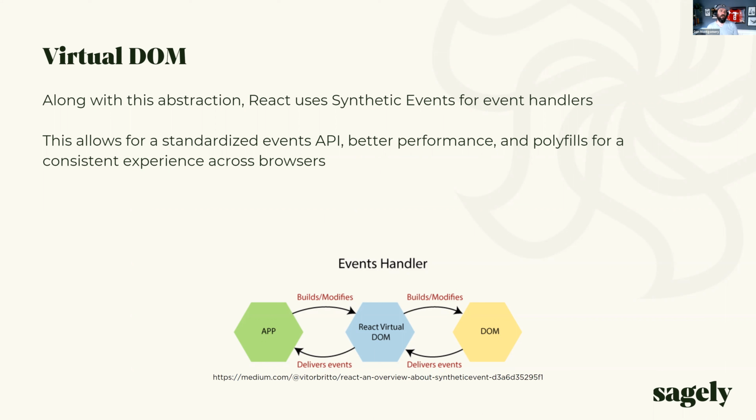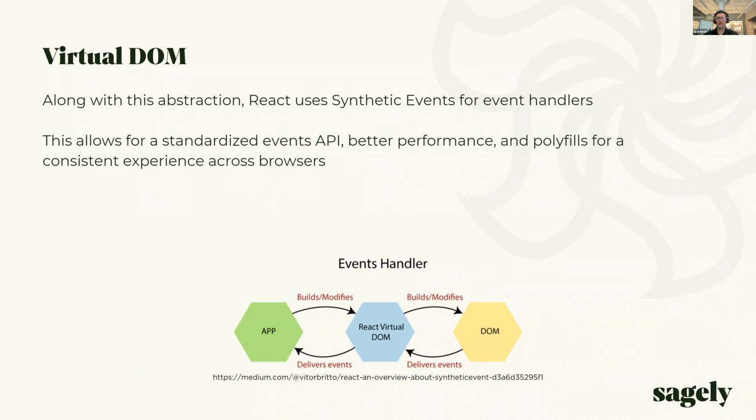So it gives us a standardized events API so that in React, for example, when you write an onChange function, you can be confident that that code executes in the same way across any browser or across any device that it's running on, any different browser versions, anything like that. Does that make sense?